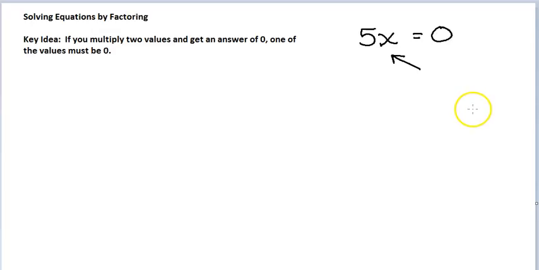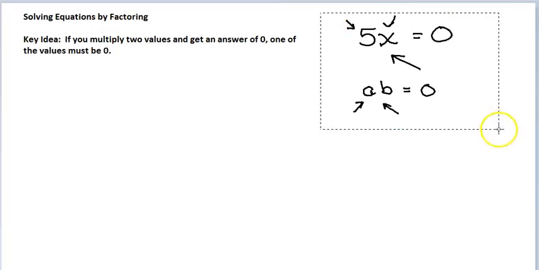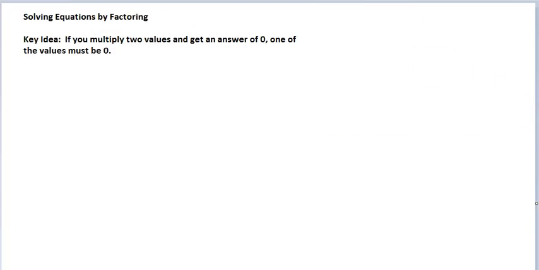The only way to multiply two values and get an answer of 0 is if one of them is 0. This one's not the 0, so this one must be. But if I multiply two values that I don't know and get an answer of 0, I still know that one of them has to be 0, I just don't know which one. This could be the 0, or this could be. And so what we're going to do is based on that idea that when you multiply two values and get an answer of 0, one of those values has to be 0.